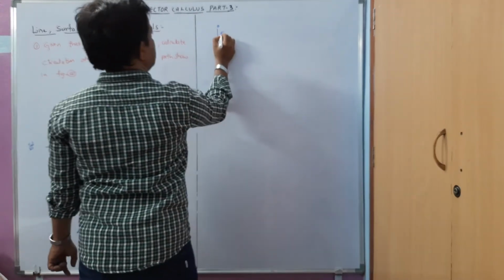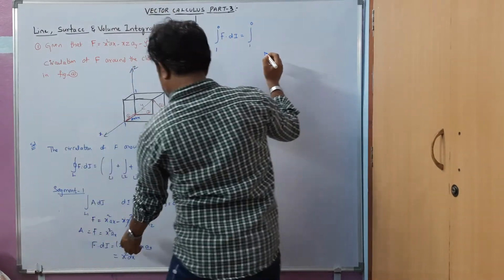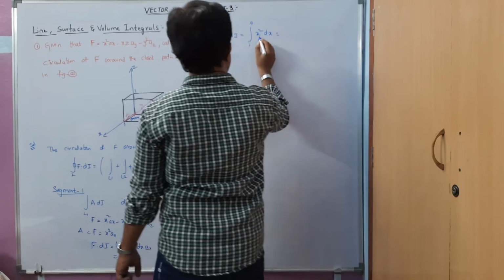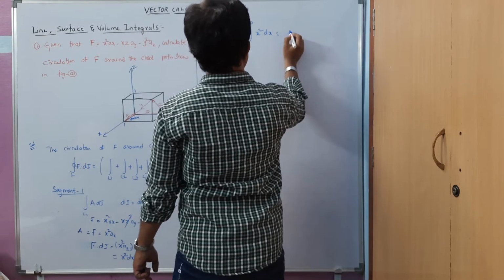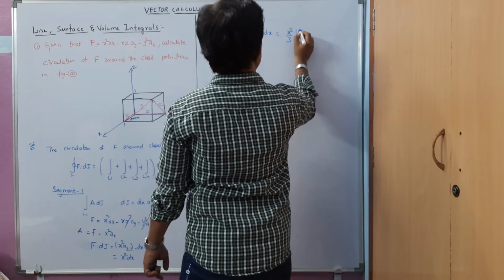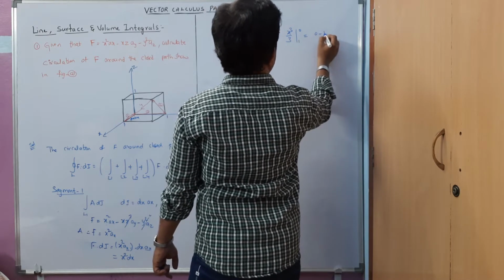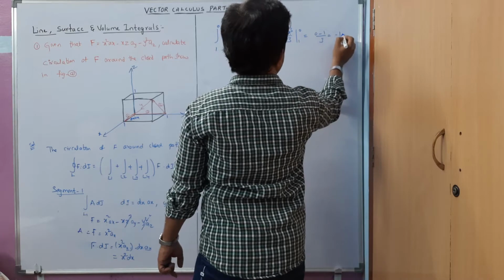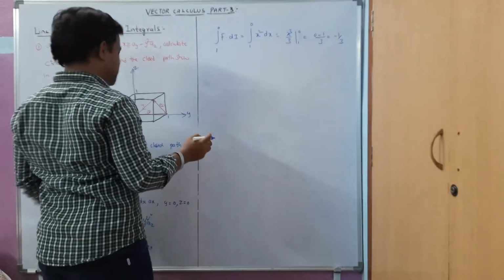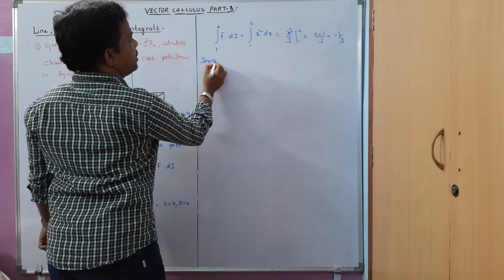So f dot dl is equal to what I got here, integral 1 to 0, I got here x square dx. So what I get here, x cube by 3. So taking from 1 to 0, so 0 minus 1 by 3, I get here as minus 1 by 3. So the first one is I have got minus 1 by 3. Now let us take the segment 2 here.